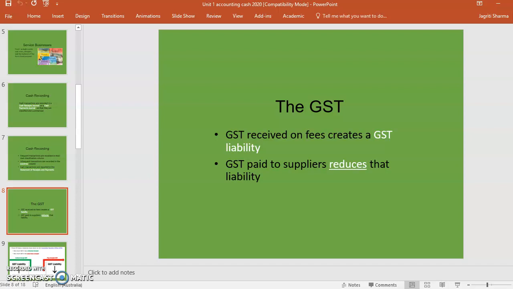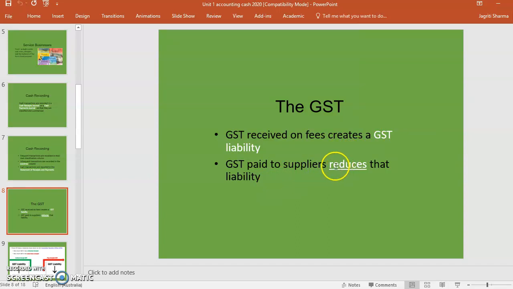Now there is a way that we calculate that GST. GST received on fees creates a GST liability. This means that when we are selling goods or services to a customer, we are actually collecting the GST. For example, if we pay money to any business, we are paying the GST as well, which means we are paying and the business is collecting the GST. However, when the business purchases something from suppliers, they are paying the GST.